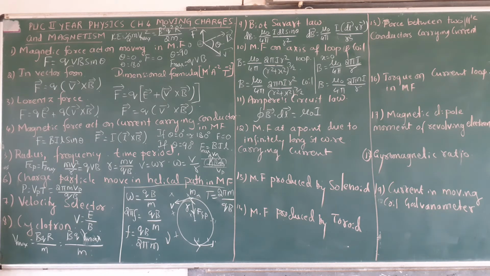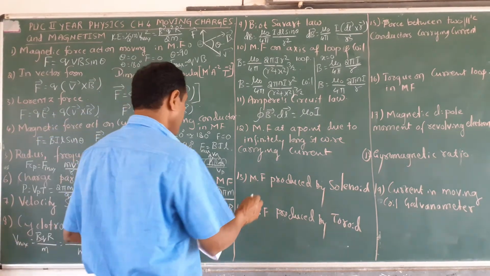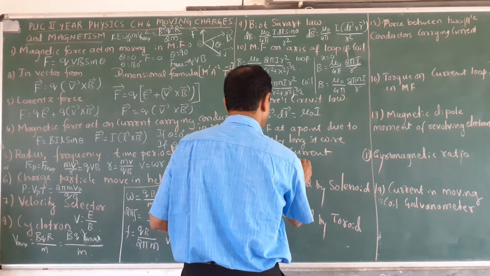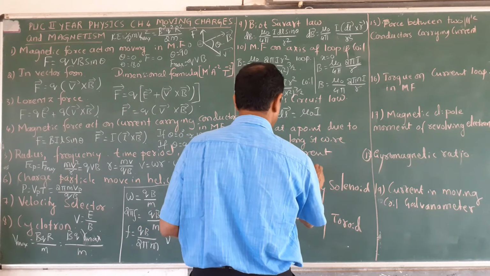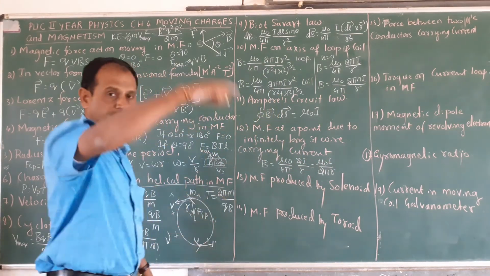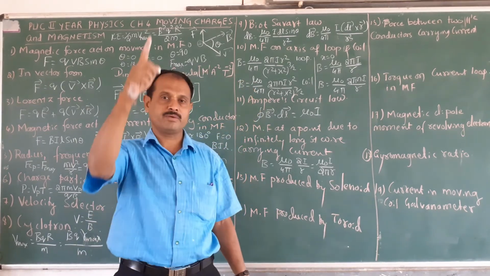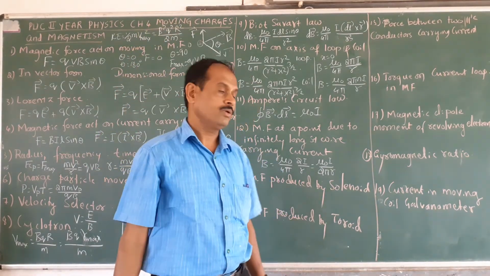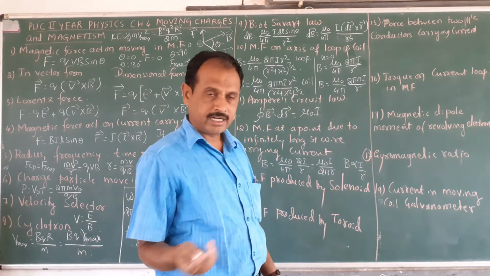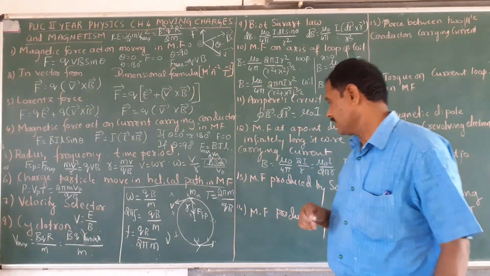Fine. The magnetic field at a point due to an infinitely long straight wire carrying a current is B equal to mu naught upon 4 pi, 2I divided by r, or you can say mu naught I divided by 2 pi r. What is I? The current flowing through the straight wire. What is r? The distance of the point from the current carrying wire. This is directly proportional to the strength of the current and inversely proportional to the distance of the point from the current carrying wire.